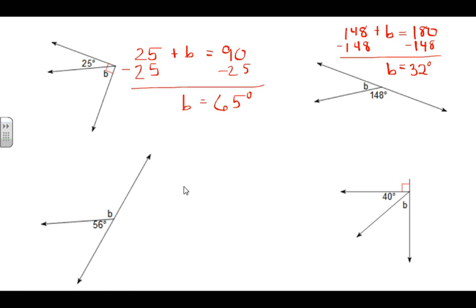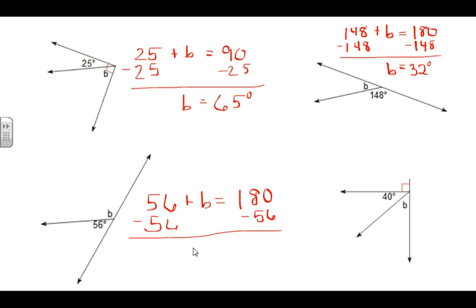Okay, all right, coming down here, we have a straight line, and this ray creates two angles coming off of it, so they add up to 180 degrees. So we would make our equation 56 plus B equals 180. All right, we're going to solve with subtraction. And we would get that B equals 124 degrees.